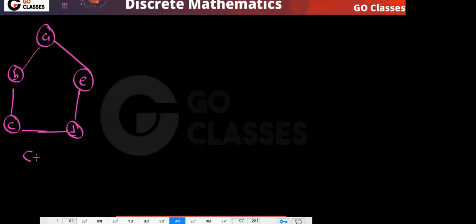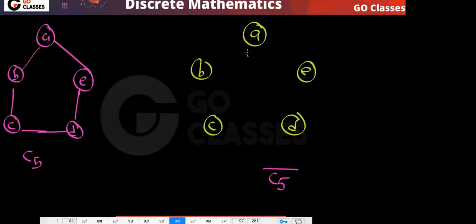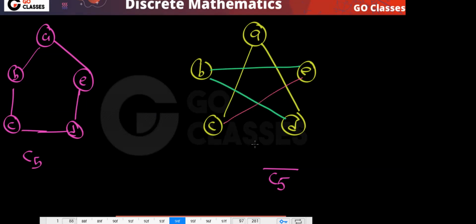So basically C5, if you create C5, this is your C5, A, B, C, D, E. Tell me what is the C5 complement. Please create the C5 complement. So if you create the C5 complement on A, B, E, C, D, that will be like this. This will be the C5 complement.